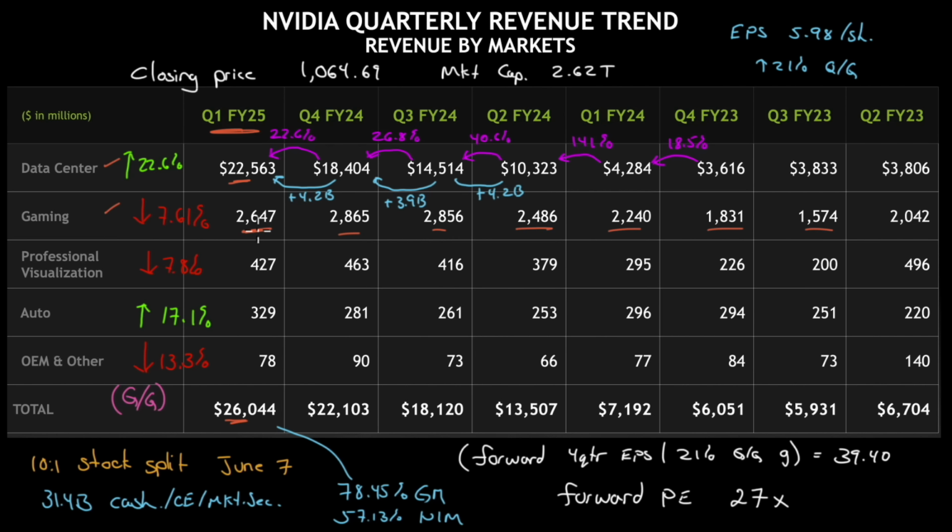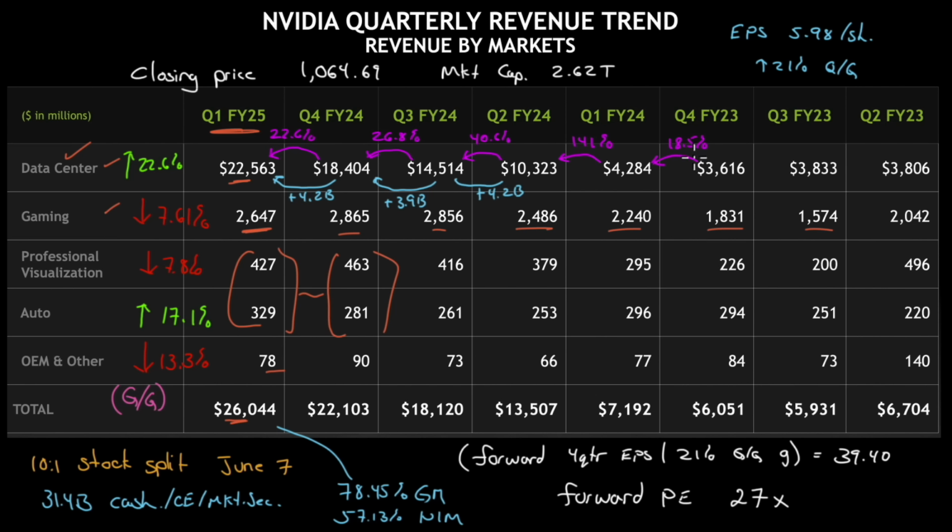It could be a seasonality thing in here. Professional visualization down 7.8, but auto up 17.1. If you look at these two, quarter over quarter, it's about flat. So not much you can say there. And they're small numbers compared to what data center is doing. And then OEM down 13.3, but it is small. This is a data center company, plain and simple, based on the weight of where all its revenue is.